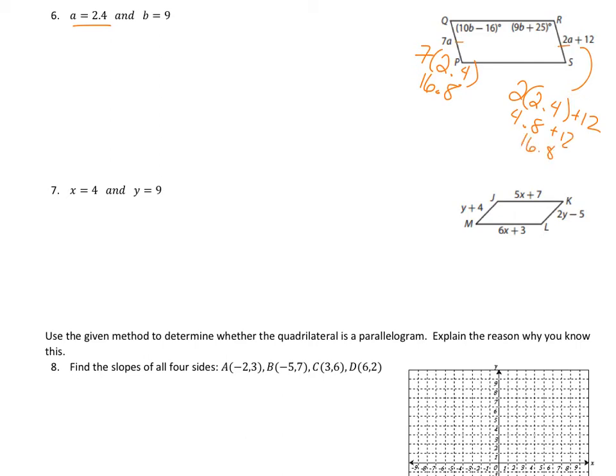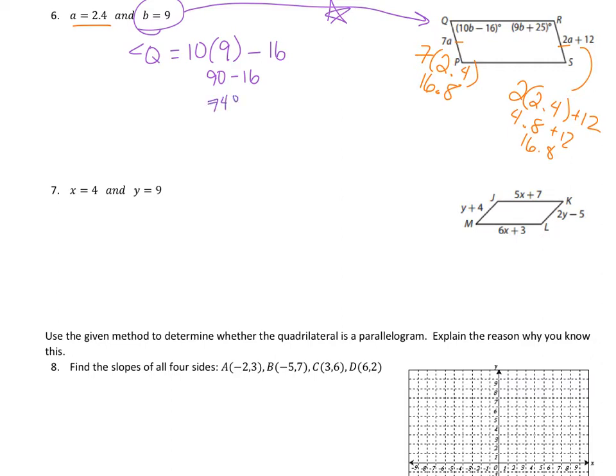So you have one set of sides that are opposite of each other that are congruent. And next, I want you to put in the values of B and tell me what the value of angle Q is going to be. Angle Q, if we take 10 times the B minus 16, that gives us 90 minus 16. So that would be 74 degrees. And now if we do the same thing for angle R, so angle R is 9 times the B, which is 9, plus 25, so that's 81 plus 25. And 81 plus 25 is 106.